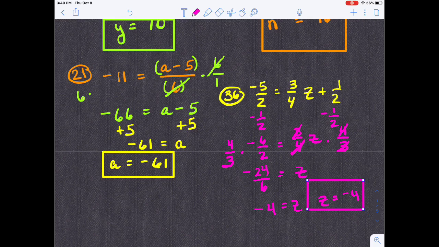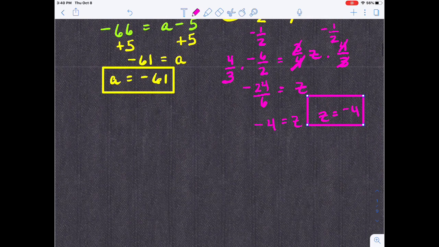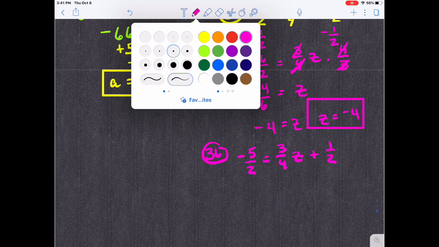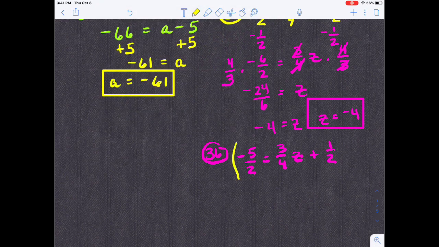Okay, another way of doing that one, you might like this and you might not like this. It's a pretty good technique later on. Let's say I'm looking at the same problem. Negative 5 halves equals 3/4 z plus 1/2. And a common denominator to all these fractions would be 4. So I'm just going to multiply everything by 4.